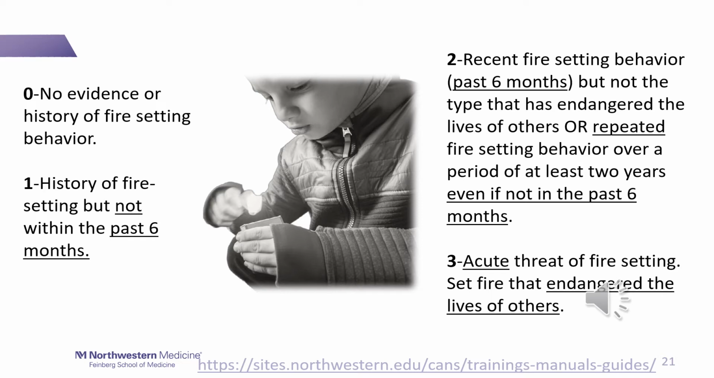Again, note that this item moves slightly away from that 30-day window, with 1 being a history longer than 6 months, a 2 past 6 months or past 2 years if it happened repeated times, and 3 any fire setting behavior that has endangered the lives of others. Examples including setting a house on fire.